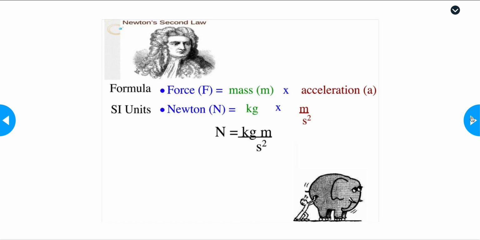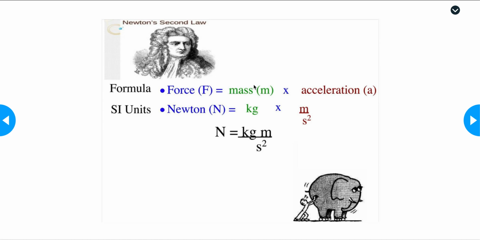All right, so we can actually put all of that into a mathematical equation. And what that equation states is force equals mass times acceleration. So basically what we are saying here is that the acceleration is inversely related to the mass of the object.